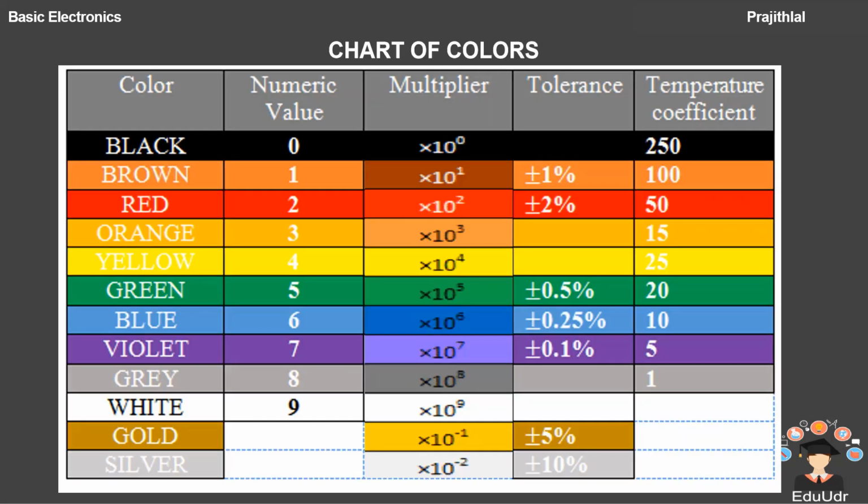Here comes the chart of colors. This particular chart shows the values of each color at each place. So for green, at the place of significant figures, green is given 5. When it comes to multiplier, green is 10 raised to 5, and again at the place of tolerance, green is plus or minus 0.5%, and at the place of temperature coefficient, green is 20 parts per million per Kelvin. So using this chart, we can read values and we can create color codes.